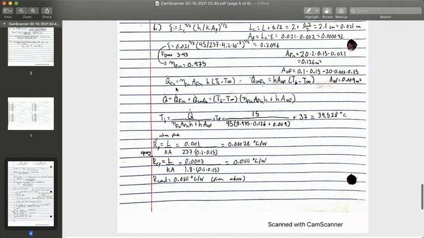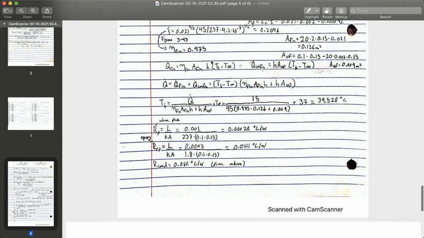Now for part B, it becomes a little more complex because we have this fin system. So we're going to start by finding squiggle again to use with our figures to find the overall efficiency of the fin. Once we have that, we can write our heat transfer through the fin equation here.